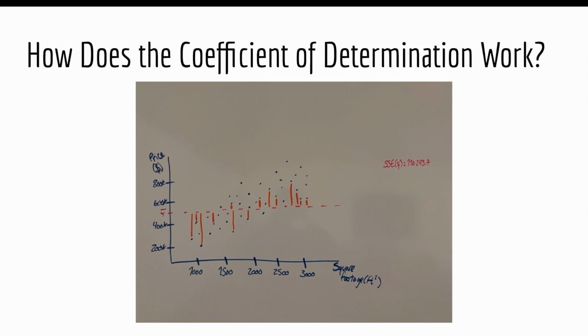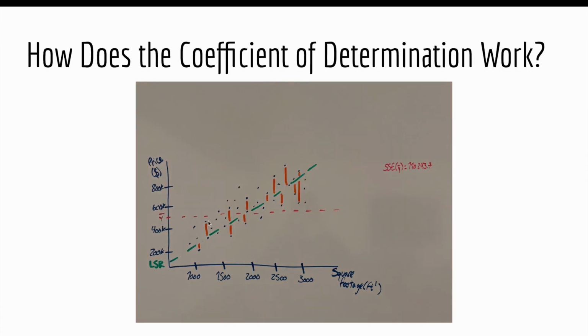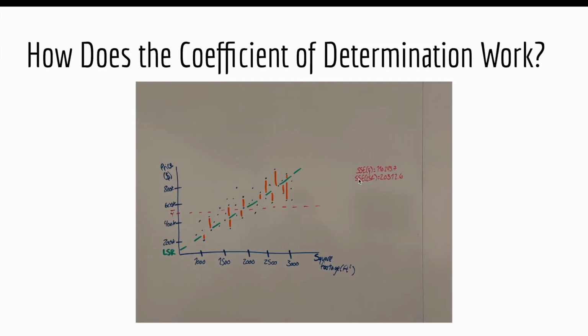Next step, we're going to draw another line, and this is our least squares regression line. So this line is going to be the line with the smallest amount of distance between the data points and the line that we drew. All right, so we're going to do the same thing. We're going to take each data point, find the distance from our line, square those distances and add them, and we're going to get our sum of squared residuals for our least squares regression line.